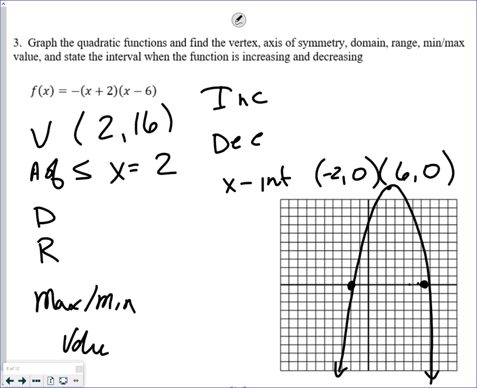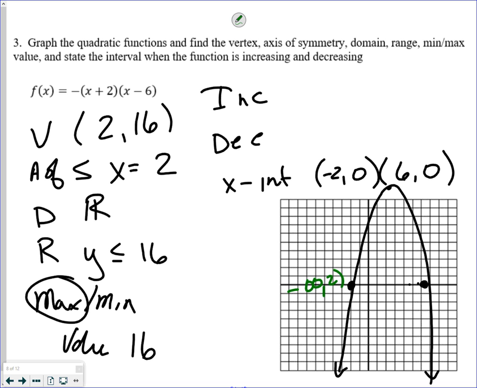Okay, domain, all real numbers. Range, all values less than or equal to 16. It has a maximum then, a maximum value of 16. Again, we got to figure out which side is which. This one is negative infinity to 2. This side is from 2 to positive infinity.